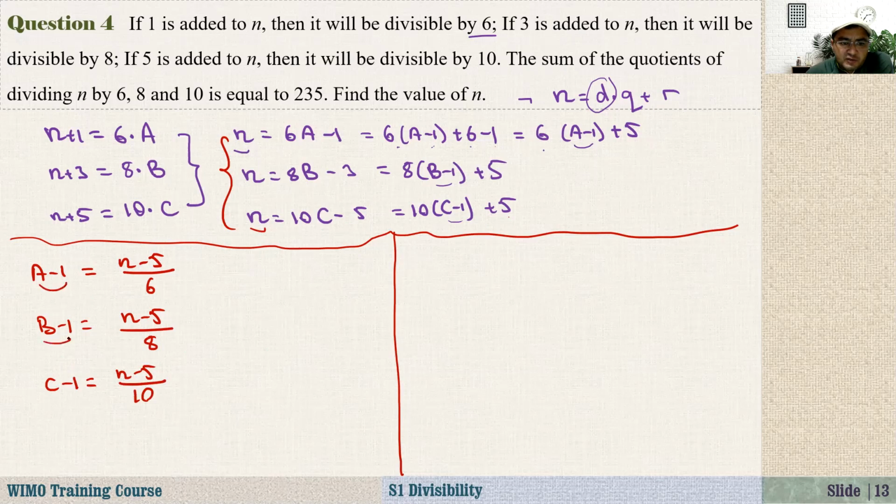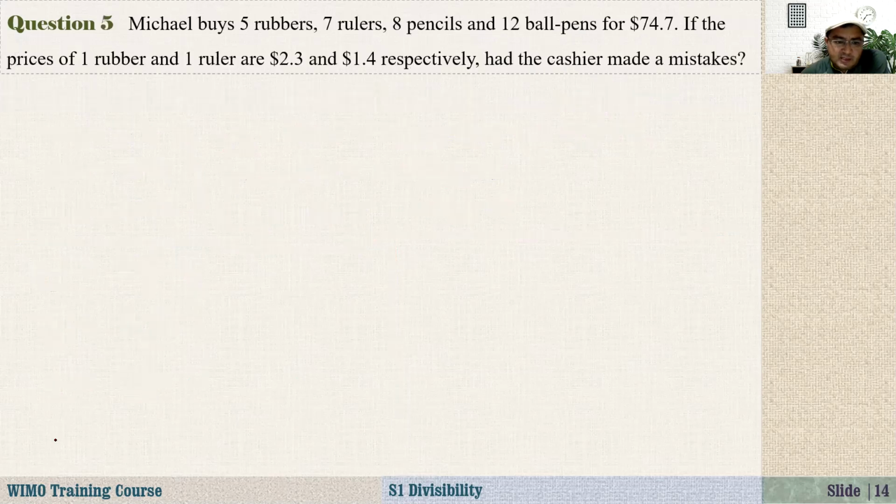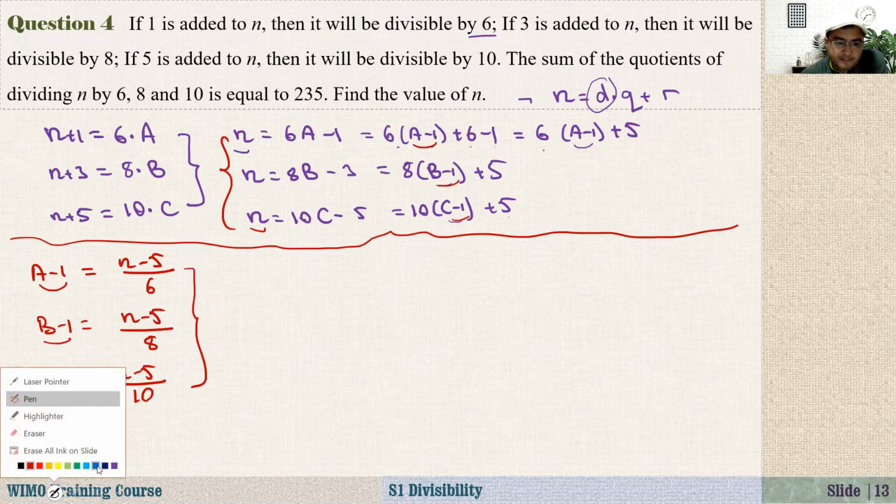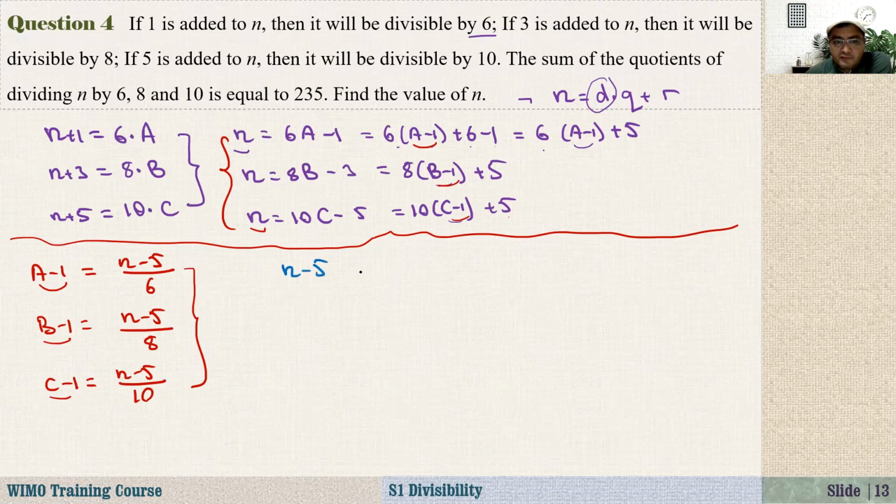Because these are the quotients. When we divide n by 6, the quotient is a minus 1. If you divide n by 8, the quotient is b minus 1. If you divide it by 10, the quotient is c minus 1. And here the question says the sum of the quotients of dividing n by 6, 8, and 10. So the sum of these numbers is n minus 5 over 6 plus n minus 5 over 8 plus n minus 5 over 10, and that is equal to 235.